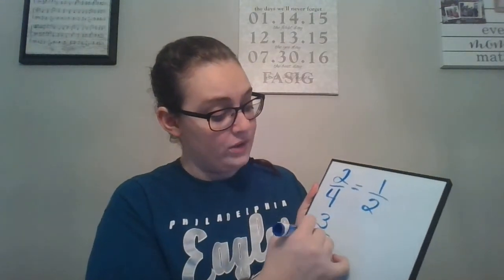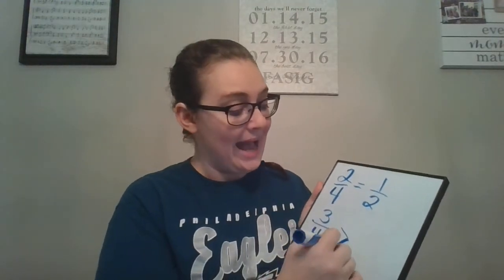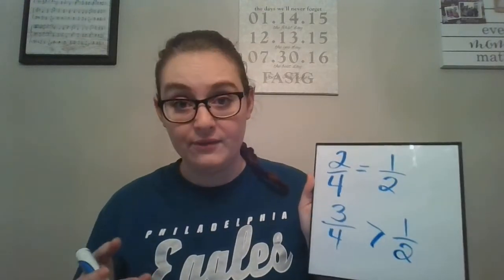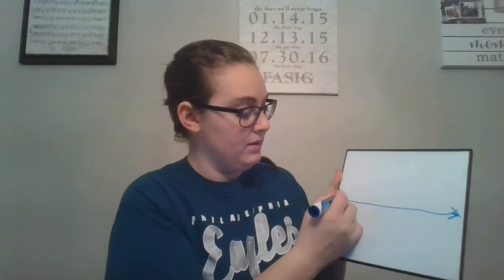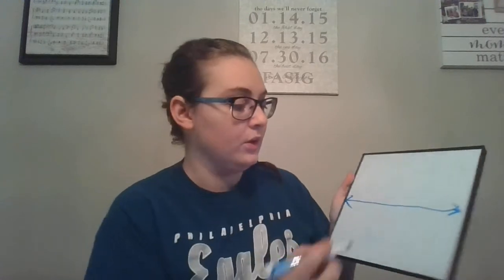It's bigger. So we know that 3/4 is bigger than 1/2, which makes sense because if 2 of the 4 pieces is equal to 1/2, and I have a whole nother piece, because 3 is bigger than 2 with our numerator, then I know it has to be bigger than my 1/2. So that means that if I were to put those fractions on a number line, it would look something like this. Where does my 1/2 go on the number line? It goes right in the middle.